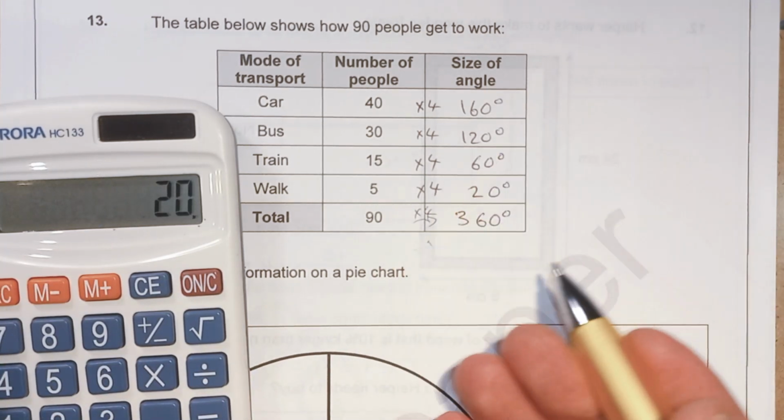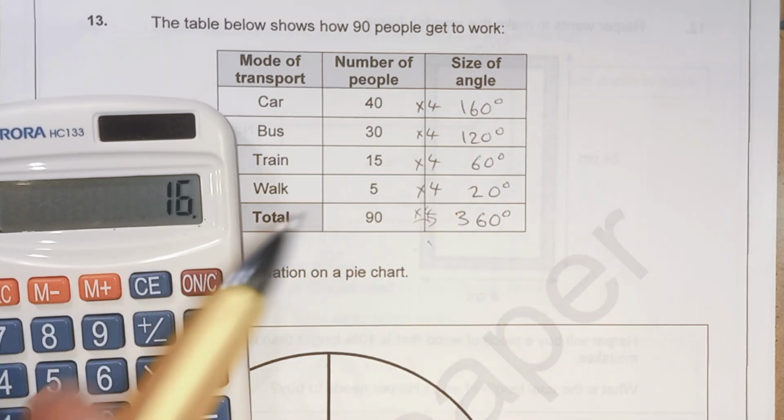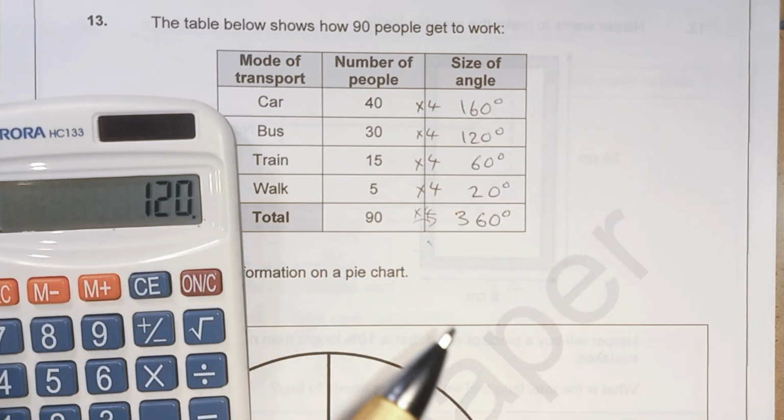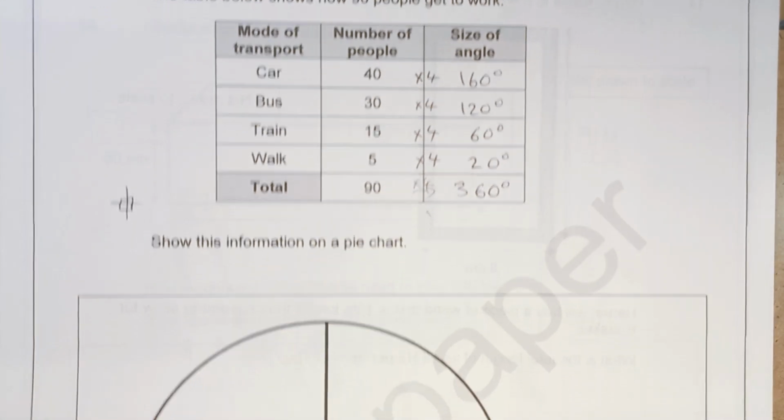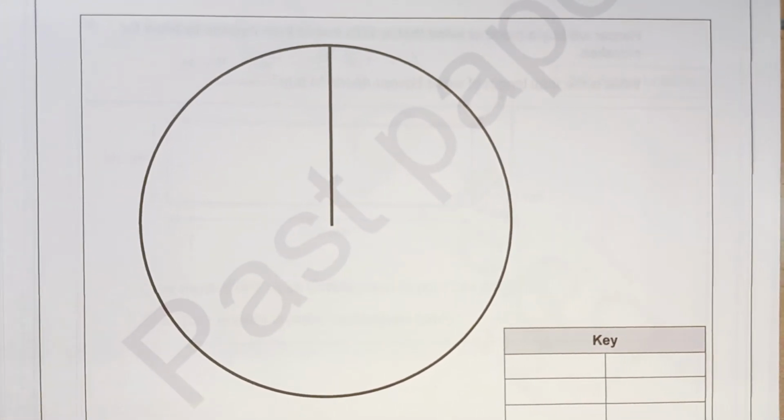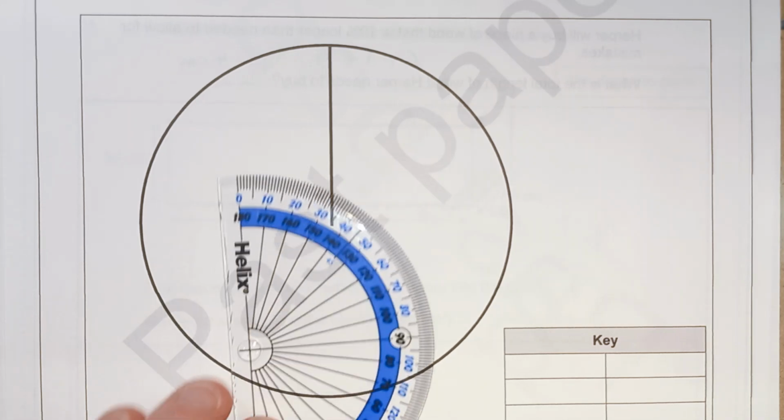And it's always good to check these. So if we add them all up, 160 plus 120 plus 60 plus 20, yes, it does give us 360 degrees. So we've worked that all out. Now we need to put that onto our pie chart. So we've got car is 160 degrees. So I'm going to need my protractor for this one.